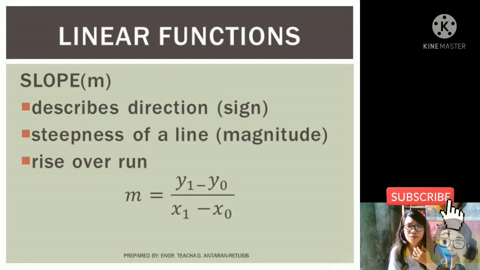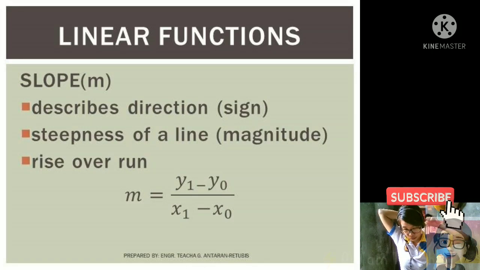Slope, class, like I've said, is symbolized as small letter m, and it describes the direction. It depends on our sign. So if, for example, we have a negative or a positive, it will indicate direction. Kanina, positive 1/2 will tell us the direction of the slope, or the line rather, the graph of the line. Well, the negative will also tell us what will be the direction of our line.